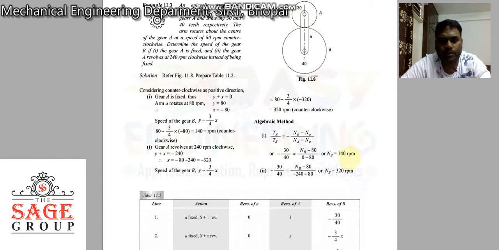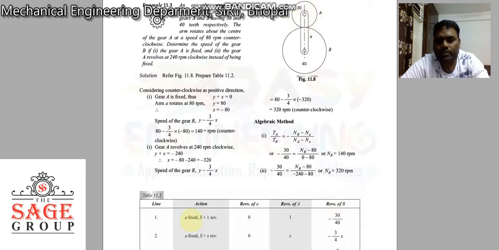First, we have to make the table, because this is a tabular method. Like we have written here, this is the step operation. Then the revolution columns: this is for the arm, this is for gear A, and this is for gear B.